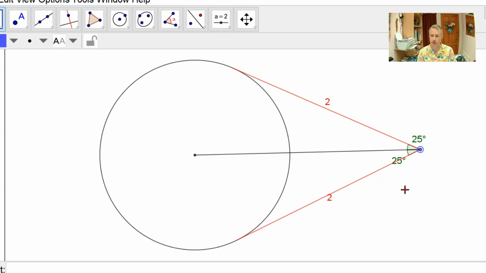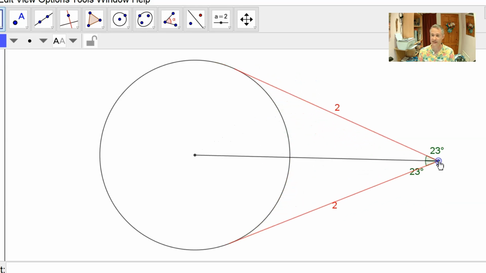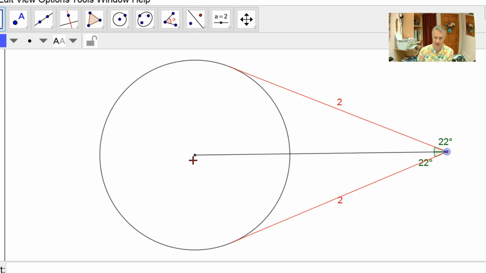Let's just try this again. So the red lines are the same length. How do we say this? We say the tangents from an exterior point to a circle are equal in length. And then the one that says that these two angles are the same, this one says the line connecting the center of the circle to the exterior point bisects the angle between the tangents.